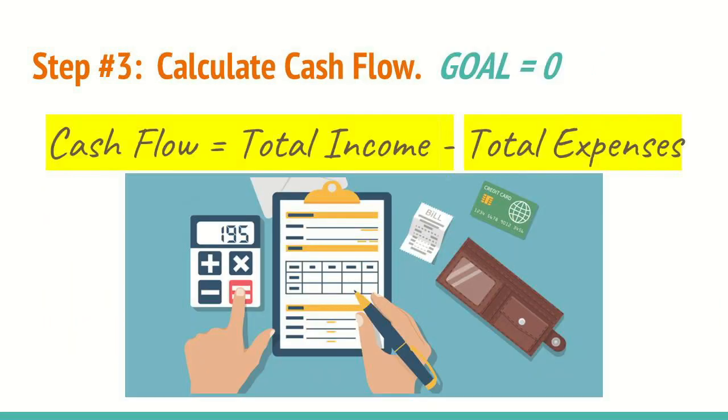Step number 3, your goal is getting a cash flow of 0. That's the total money that's coming in for the month minus your total expenses. Remember, money that you're putting away towards the savings account is included as a total expense. So any money that you've got left over, you want to earmark for savings so that this cash flow, total income minus expenses, gets close or actually equal to 0.